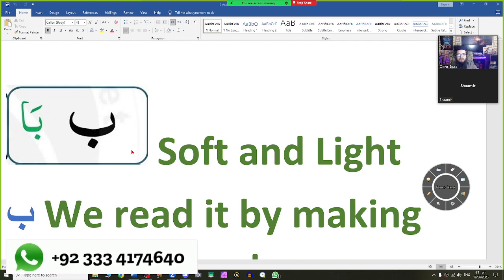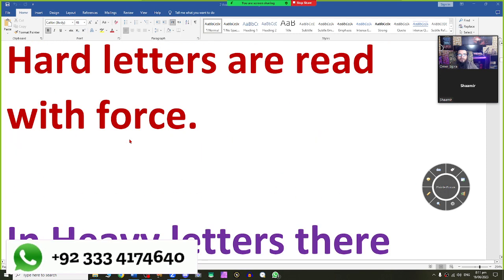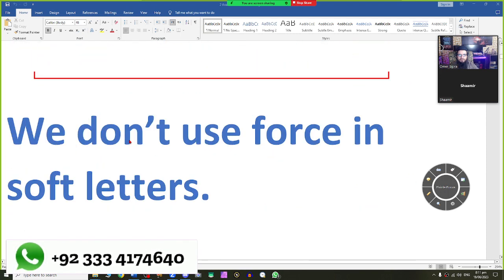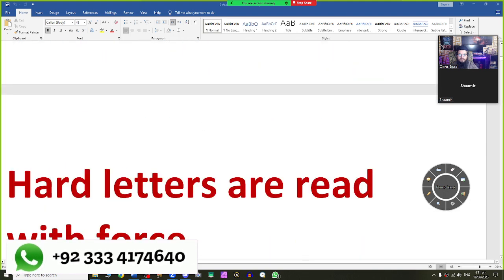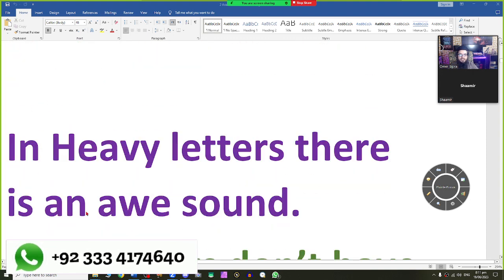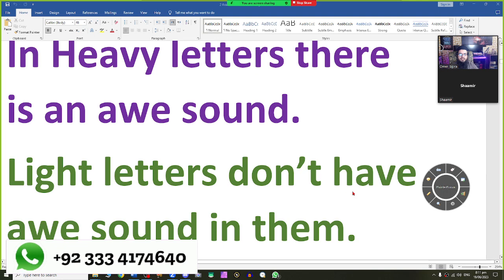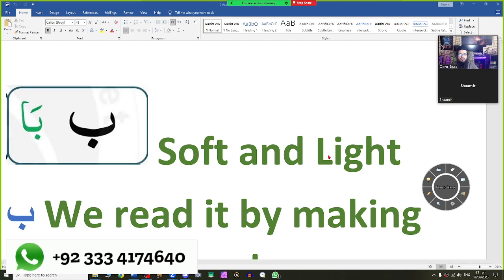So these are four types of characteristics which you need to keep in mind when you are dealing with Arabic alphabets. First, we don't use force in soft letters. Hard letters are read with force. In heavy letters, there is an aw sound, and light letters don't have an aw sound in them. Got it? So ba is a soft letter as well as a light letter. So we will not use force in it, and there is no aw sound in it also.